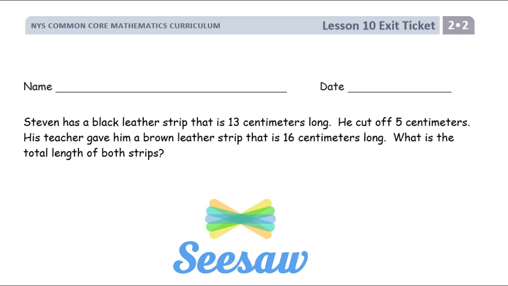The problem is: Stephen has a black leather strip that is 13 centimeters long. He cut off 5 centimeters. His teacher gave him a brown leather strip that is 16 centimeters long. What is the total length of both strips?